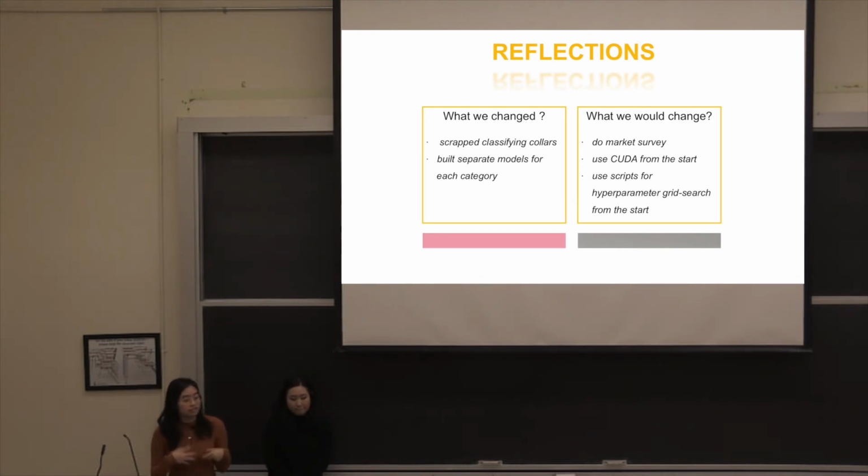If we were to redo it differently, we might want to do a market survey to get a bit more research on what types of classes were popular in clothing features to make sure that our use cases were relevant and actually useful. We did run most of our stuff on GPU, but before that, we were running it on CPU, and it was so much slower. And then we also created hyperparameter grid search scripts, but we wish we did this from the start to eliminate how much manual work we had to do.